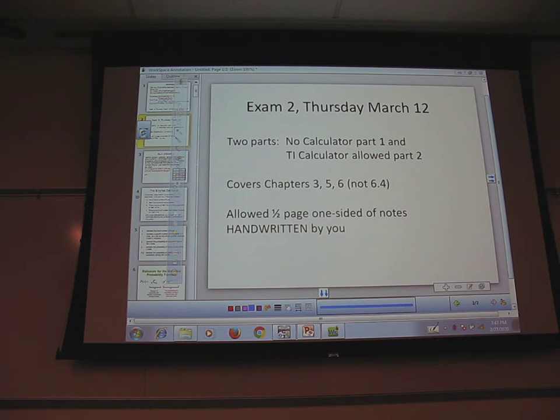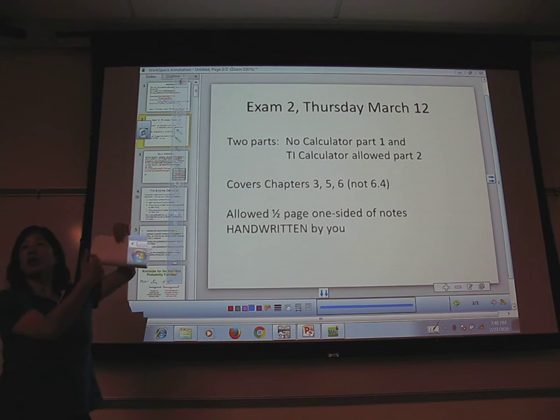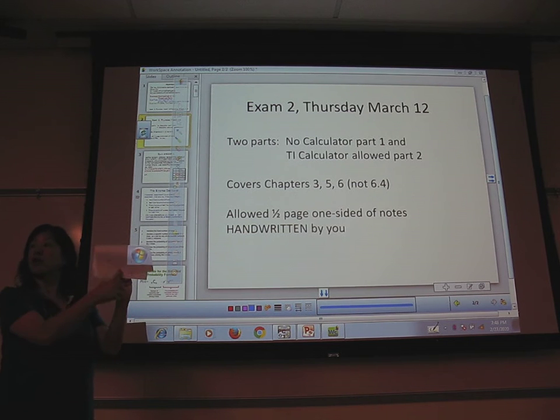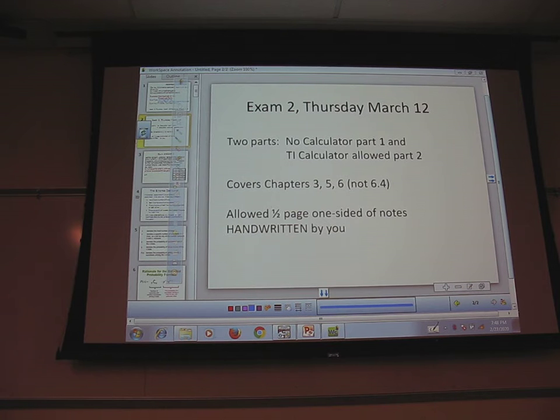You, again, are allowed one half page, one-sided of notes that are handwritten by you. Right, that 8.5 by 11, half of that. So, you know, half of one of these, that much. If you have your previous exam one notes on one of these, then you can just flip it over and use this part here for your exam two, and then you could use this side for exam three and that part for the final, and then you can use all of it and you're good. So you can do that if you like. All right. I think I covered everything there.